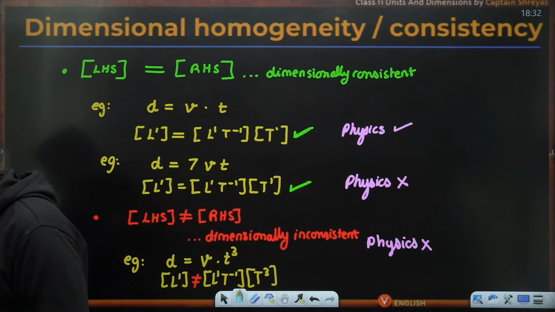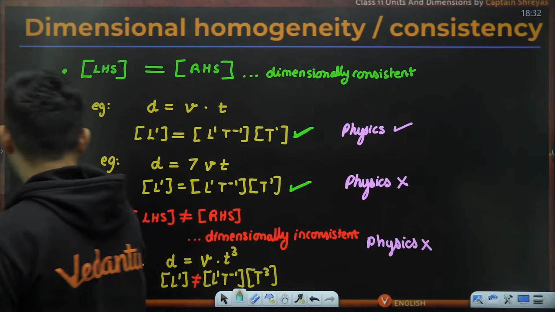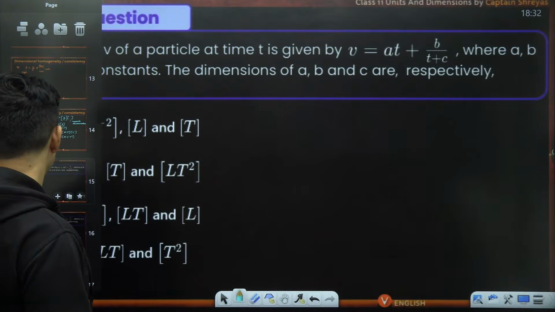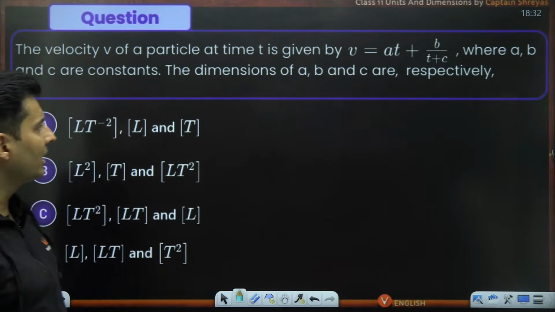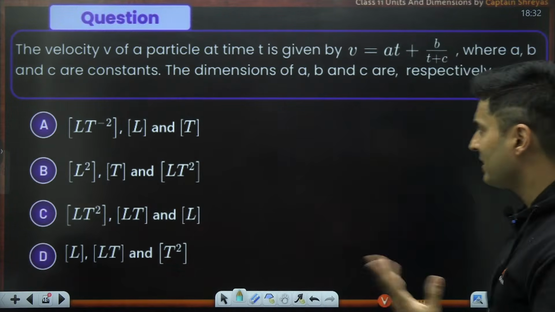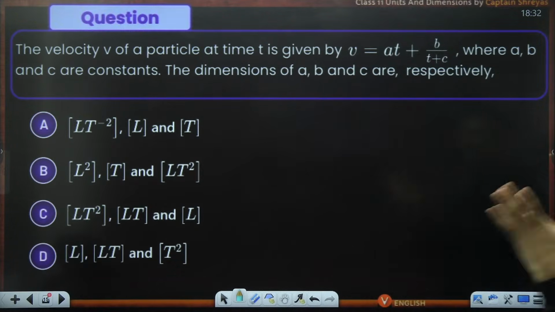Clear? Awesome. Perfecto. Let's go, guys, to a question coming up on your screen. If the velocity of a particle is given by at plus b by t plus c, where a, b, c are some constants, the dimensions of a, b, and c are.